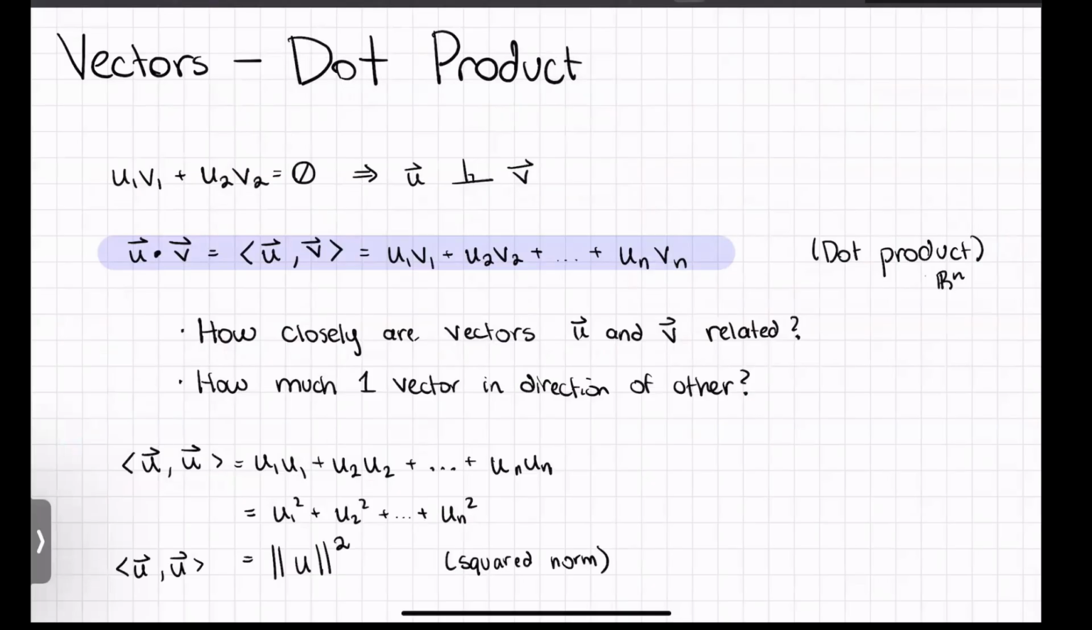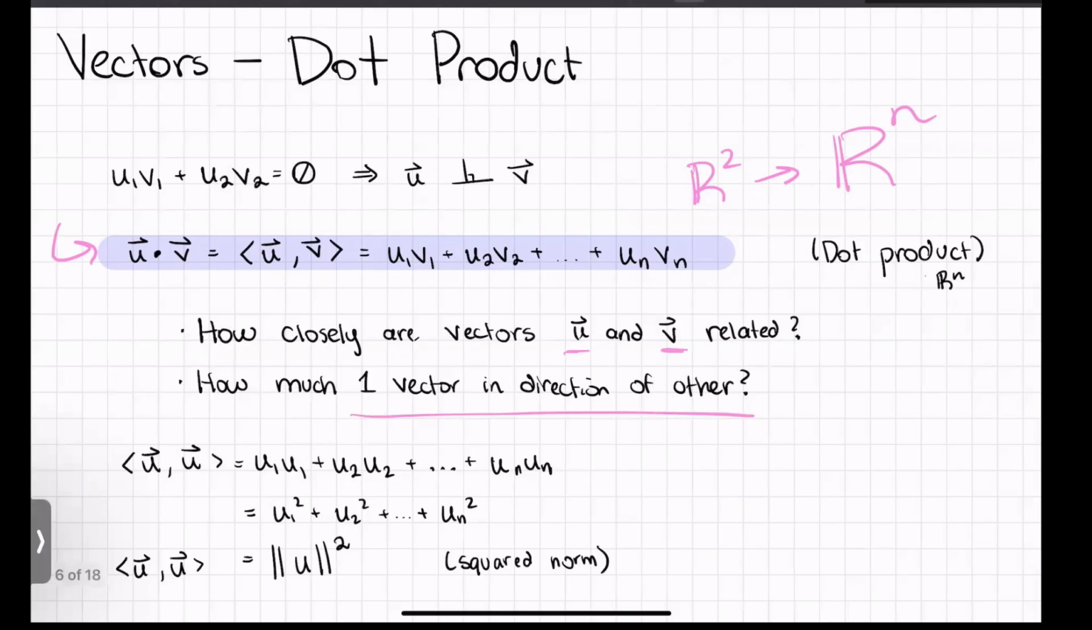So moving forth, if we want to expand this from R squared, the 2-dimensional space, into the nth dimensional space, we know we can just multiply the individual components and add them up. And what our dot product tells us, and this is the notation for the dot product, is how closely the vectors u and v are related, and how much one vector is in the direction of the other.